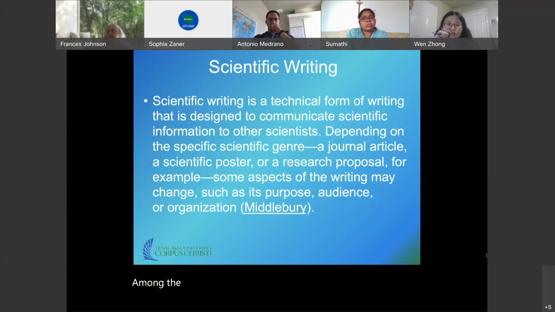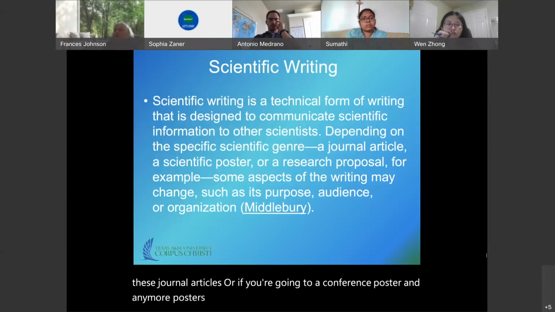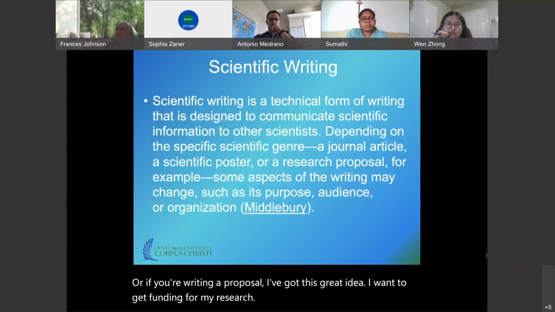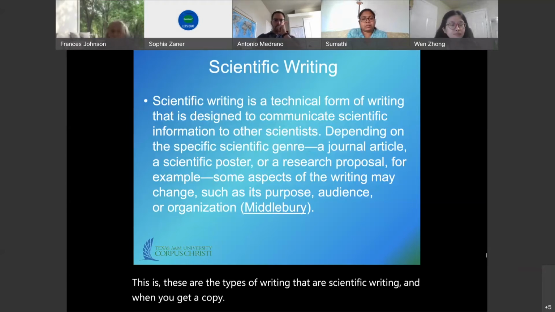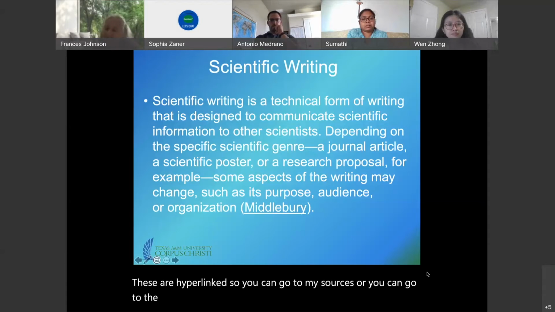So this is how the conversation goes on in these journal articles, or if you're going to a conference, a poster, and any more posters are digital. Or if you're writing a proposal: I've got this great idea, I want to get funding for my research. These are the types of writing that are scientific writing. And when you download a copy of this PowerPoint, these are hyperlinked, so you can go to my sources or to the definitions, because I am a kind of technical geek here.